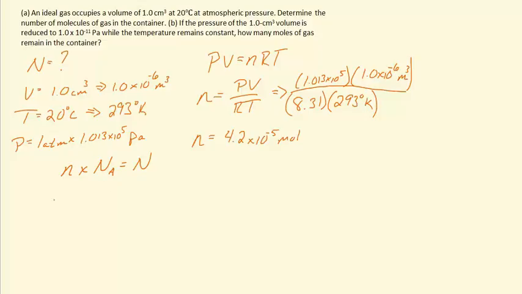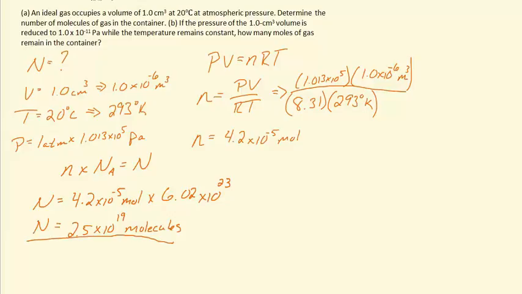So if we plug in our values, we see that we have 4.2 times 10 to the negative 5th moles multiplied by Avogadro's number, which is 6.02 times 10 to the 23rd. And we calculate this, we see that the amount of molecules of gas in the container is approximately equal to 2.5 times 10 to the 19th molecules.